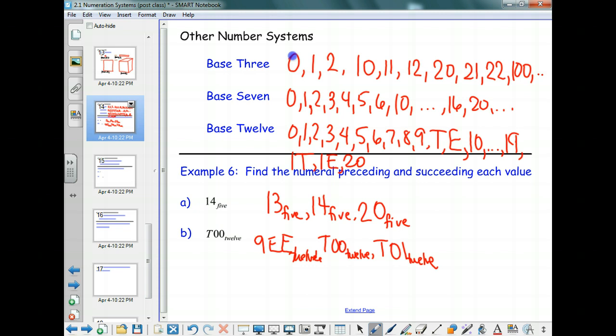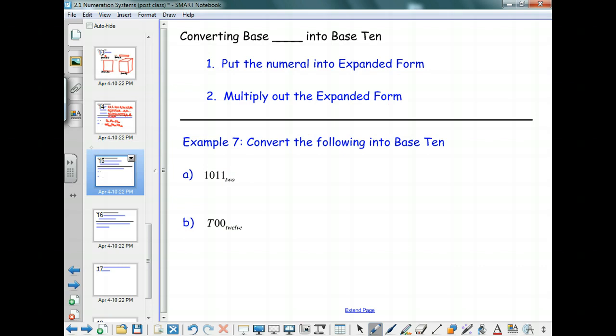All right. Change the place system. All right, so we're going to convert from some base into a base 10 form. And as we're taking a look at base whatever into this form, we're going to do two things. The first thing we're going to do is we're going to put the numeral into expanded form. And the second thing we're going to do is we're going to multiply the expanded form out.